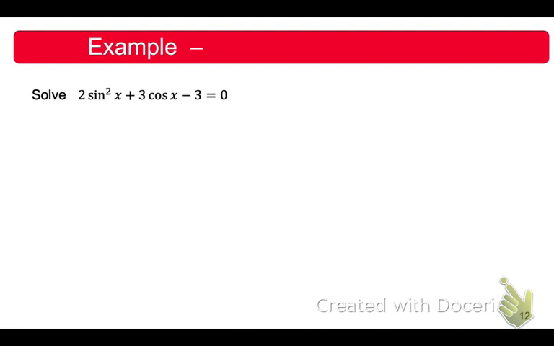Okay, so this one's good because I have 2 sine squared x plus 3 cosine x minus 3. Well, if it's a quadratic, we have to factor, but we have a problem. They're not the same functions, are they? So can we write them in terms of one or the other? Which one can we change? Sine squared, because I can change that into cosine, correct? What does sine squared equal? 1 minus cosine squared.